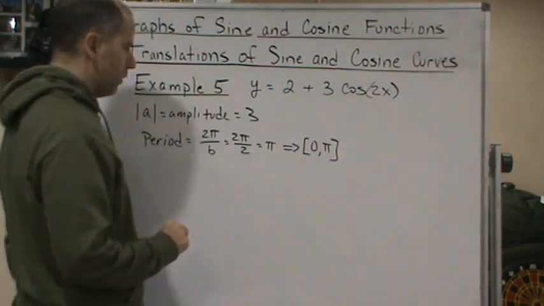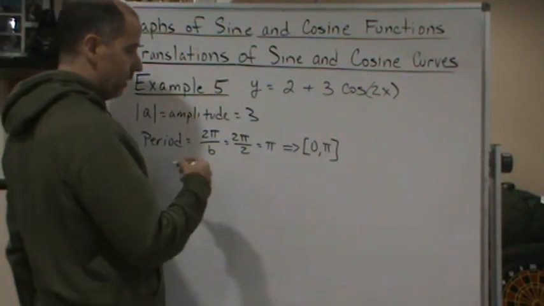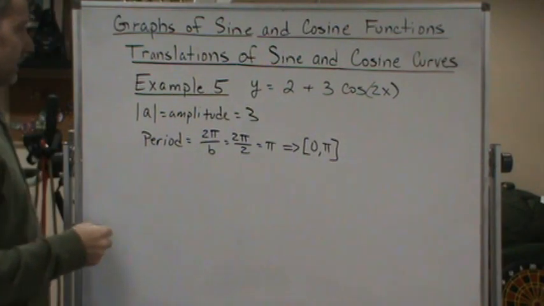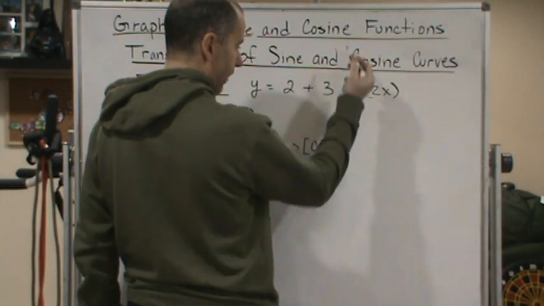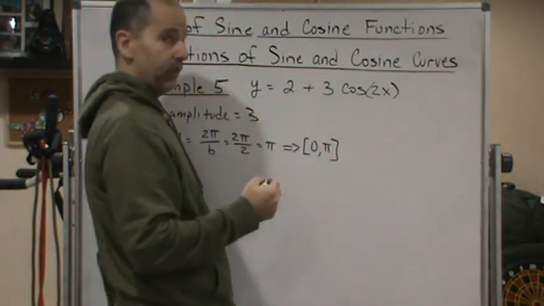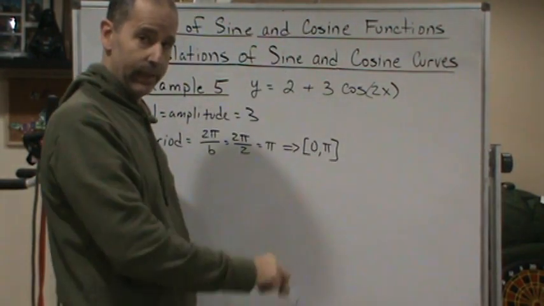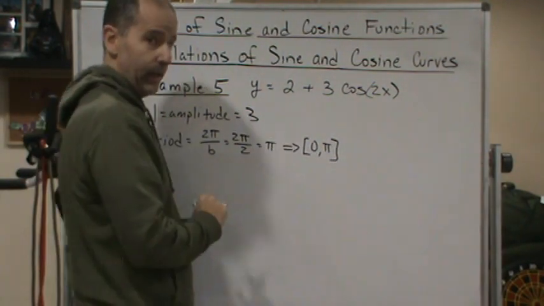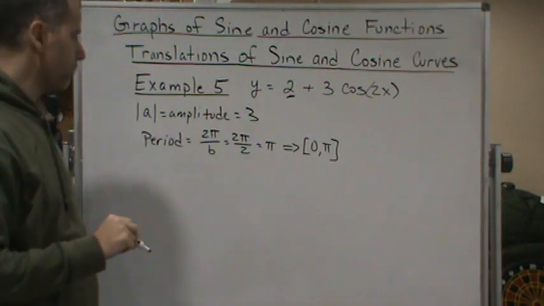Now, for 0 to pi, we're going to divide this into 4 equal pieces to get our important points. It's cosine, so in the y direction it starts at 1. But because we're multiplying by 3, it's going to start at positive 3. So it's going to oscillate between 3 and negative 3 at this point. We haven't talked about the 2 yet, so we'll get to that last.